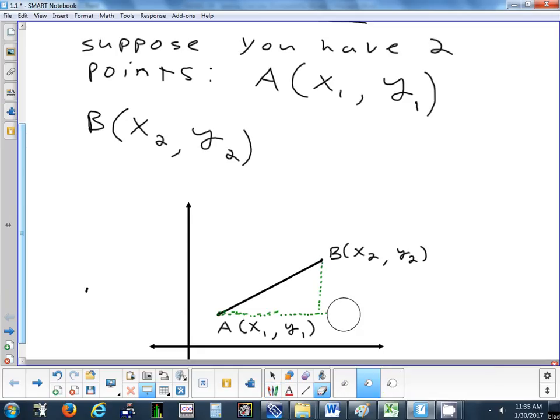I tried to draw it. It's not perfect, but does anybody know what kind of triangle I just created there? A little more specific than a triangle. Right triangle? Yeah, I made a right triangle. Now, my goal really is to find the length of the hypotenuse in this triangle. Whatever that is, that's going to be the formula to find the distance between point A and point B.